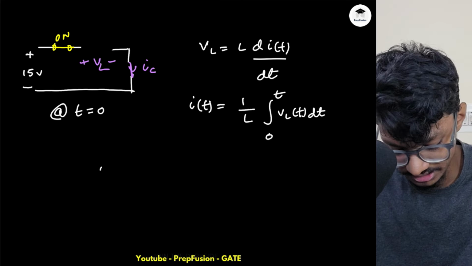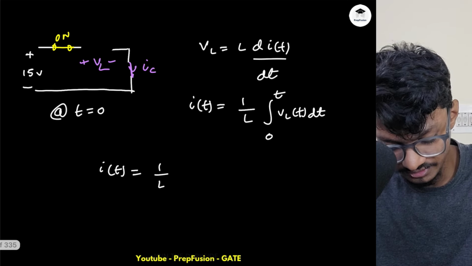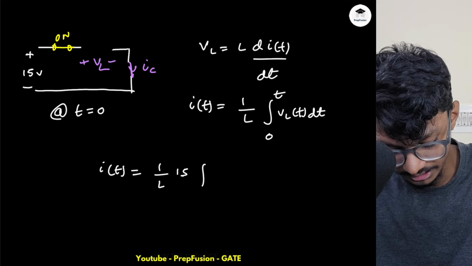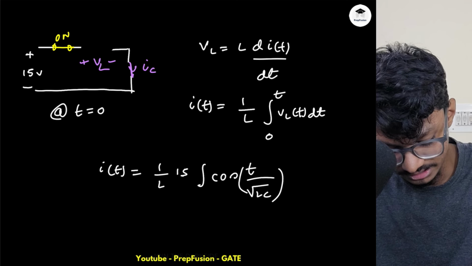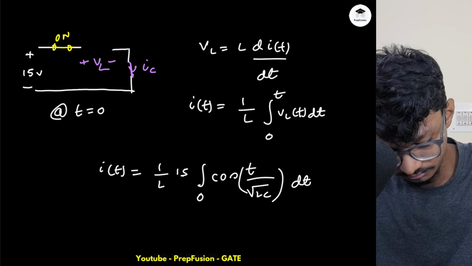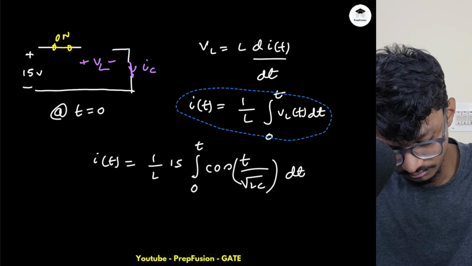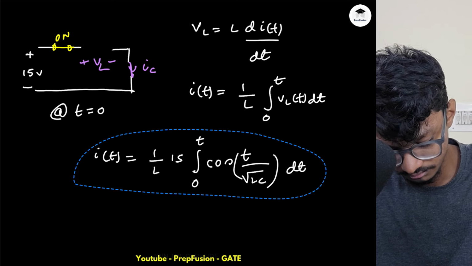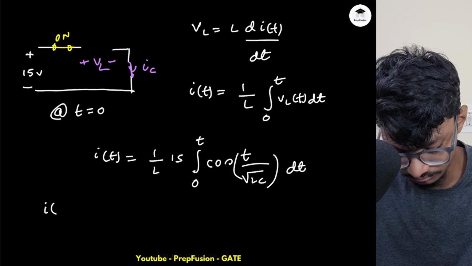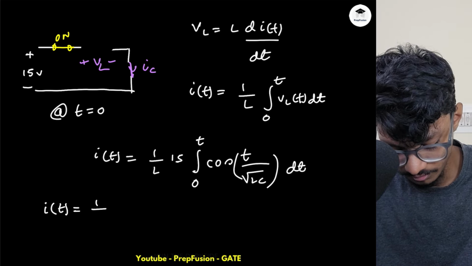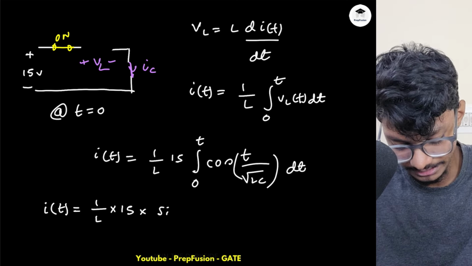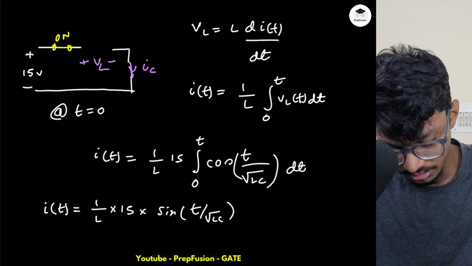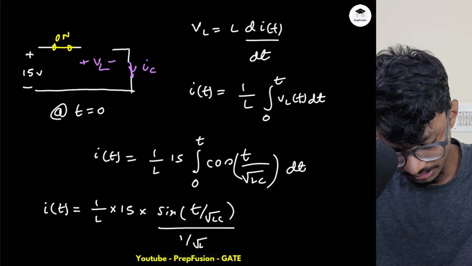Now we have to apply initial conditions here as well. I will explain. This will be 1 by L. What is VL? VL is 15 cos t, so 15 will be outside, and I will integrate cos t by under root LC with respect to dt, from 0 to t. So this i of t will be 1 by L into 15 into what? If I integrate simple cos, it will be simply sine, and the constant will be divided: sine t upon under root LC divided by 1 by under root LC. We know basic integration, and I have to put the limits 0 and t.